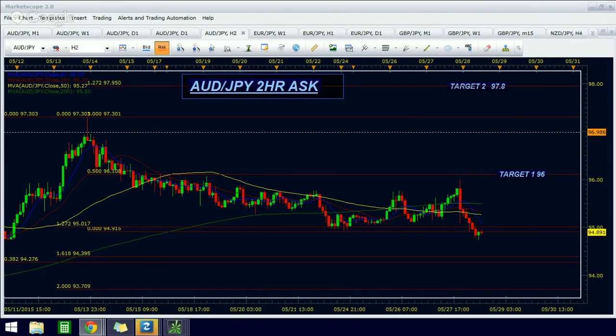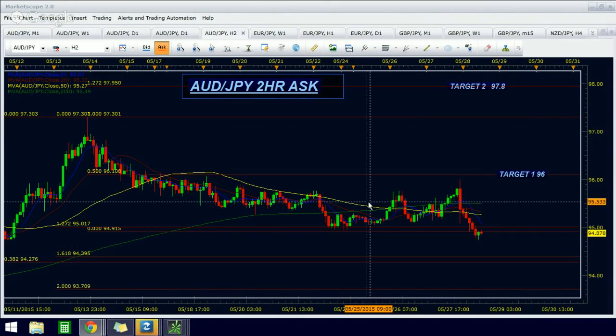Today, we're going to review the Australian dollar versus the Japanese yen on the 2-hour chart from this Tuesday, as well as the Euro Japanese yen 1 hour from yesterday. And go ahead and take a look at the pound dollar against the Australian dollar that was posted today. So let's go ahead and begin here with the Australian dollar versus the Japanese yen.